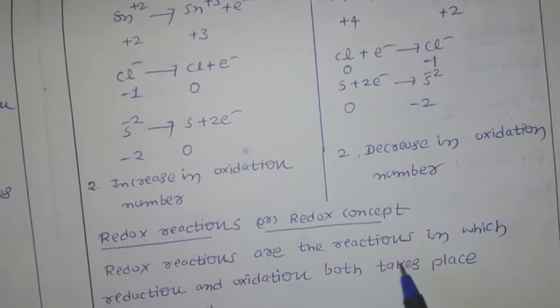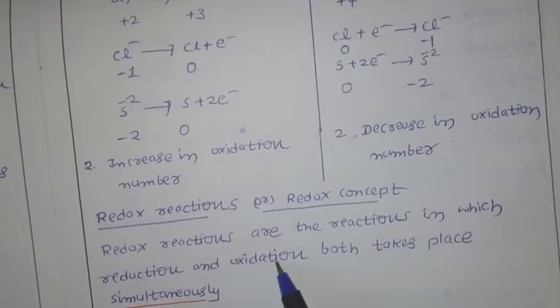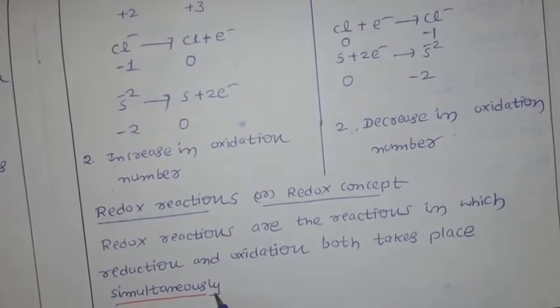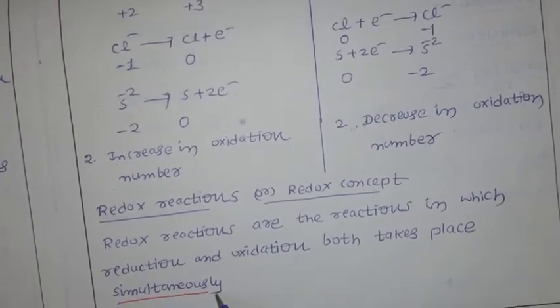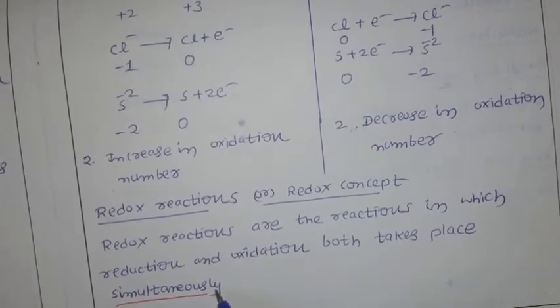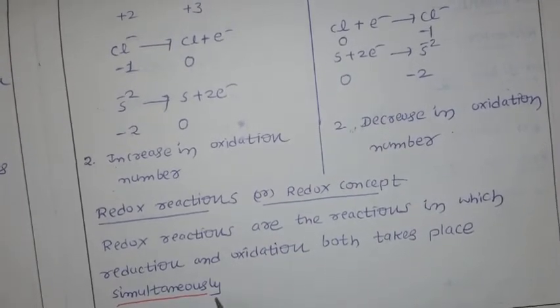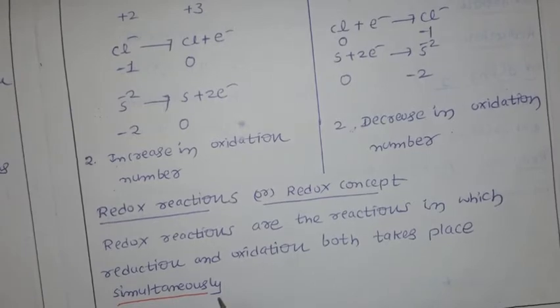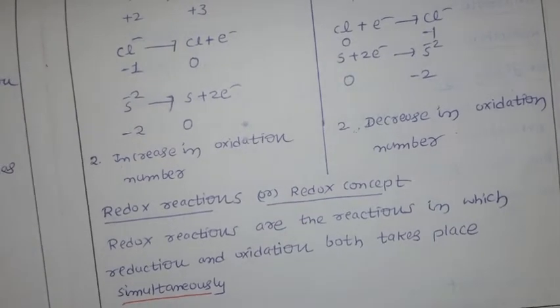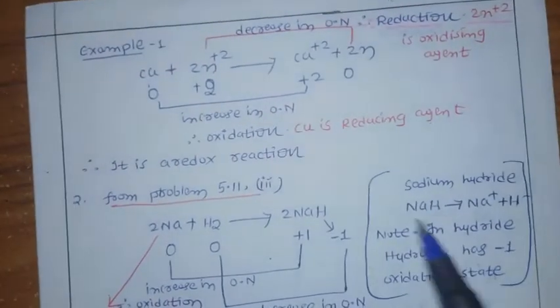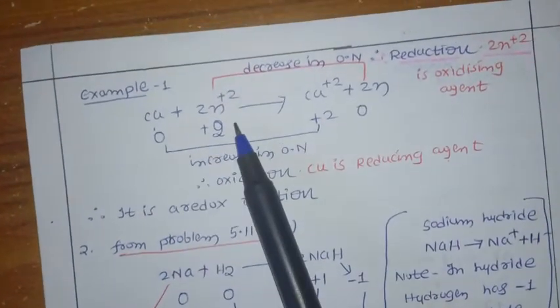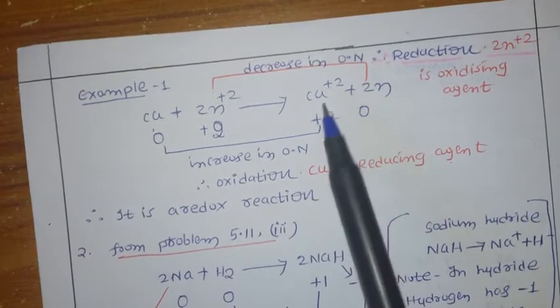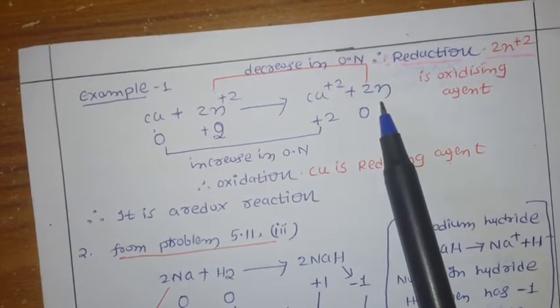Now let us see the redox concept. Redox reactions are the reactions in which reduction and oxidation both take place simultaneously. Here you have to remember that both oxidation and reduction should occur simultaneously. Those reactions are called redox reactions. Now let us see an example. We have one example: Cu plus Zn2+ is converted into Cu2+ plus Zn. This is the reaction.